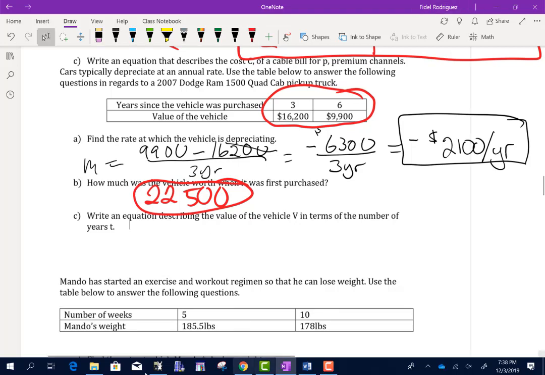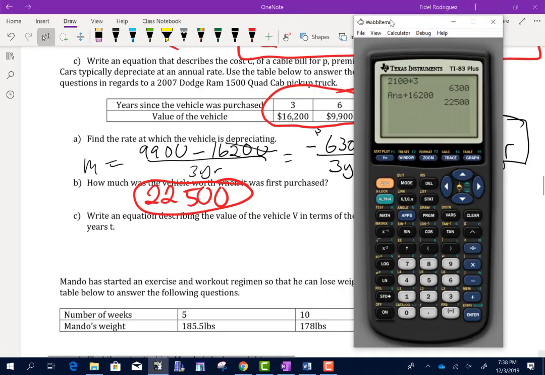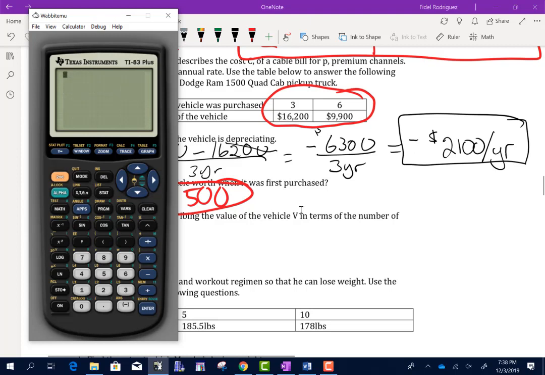Guys, let me ask you a question. Could we have also said, look, it goes down $2,100 every year. We know in the 6th year it was worth $9,900. Could we have taken 2,100 times 6 and then added it to the 9,900? What do you think? Still works? Either way, you get the same thing, right? Because all you're doing is trying to figure out what it was worth when I first bought it, right?